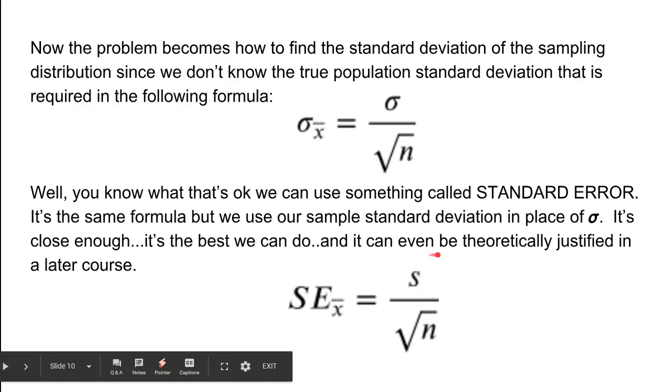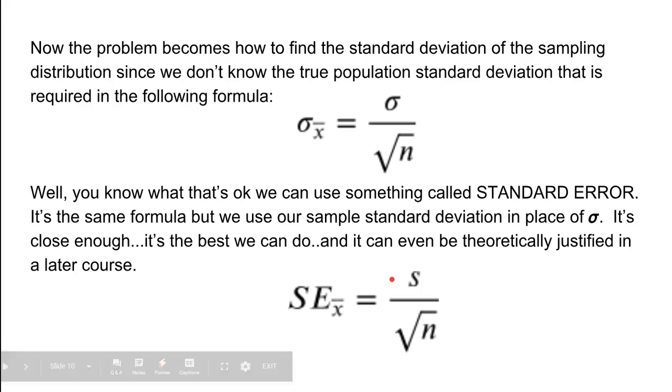Standard error is like the twin brother of standard deviation. It's a very, very similar formula, but instead of using sigma, the population standard deviation, we have to use S, our sample standard deviation. So this does create a little bit of an issue, and basically we rename it. Instead of saying the standard deviation of the sampling distribution, we have to say it's the standard error. Think of it as the best we can do. It's going to be close enough. It's not perfect, but we're going to let it slide. We're going to have to use it.